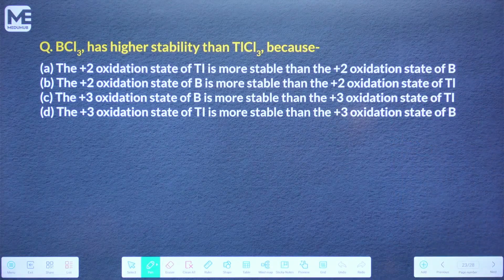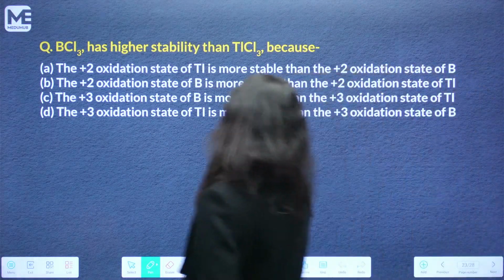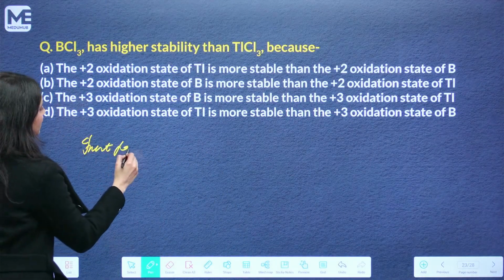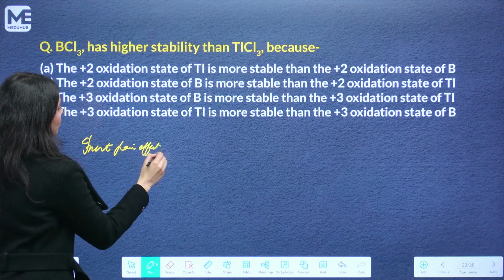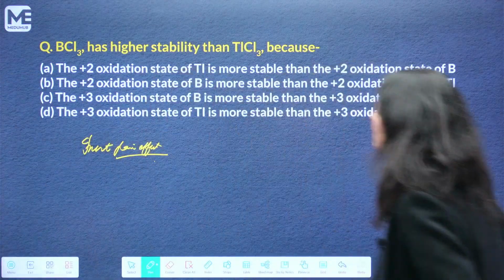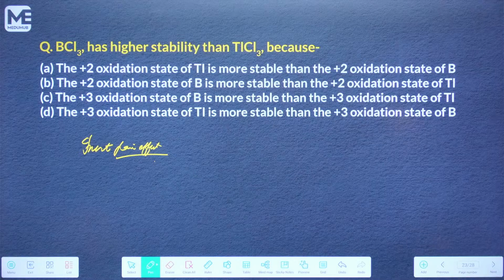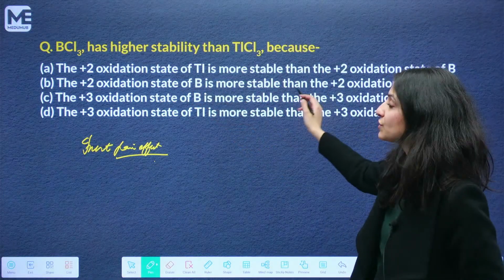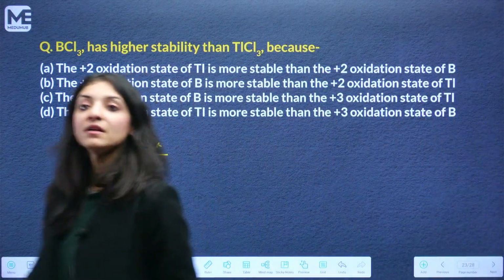BCl3 has a higher stability than TlCl3. This is again a question about the inert pair effect. What would be the answer? I am reading out the options. The +2 oxidation state of thallium is more stable than the +2 of boron. Okay, so +2 is ruled out because boron and thallium do not show +2, right?